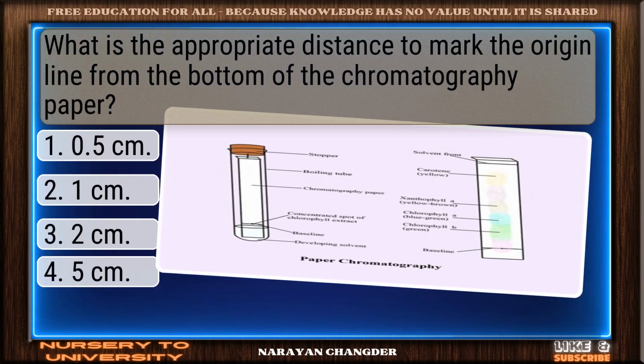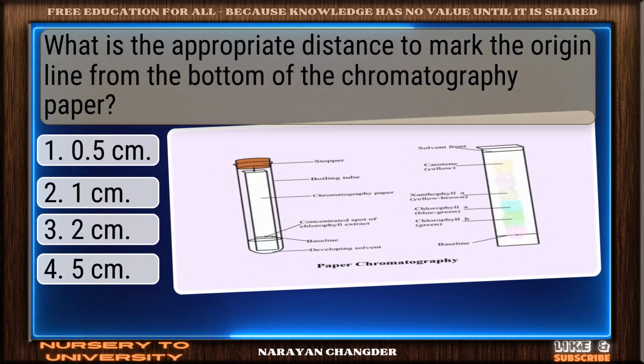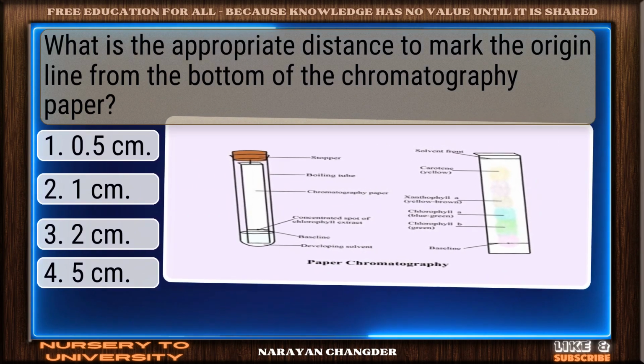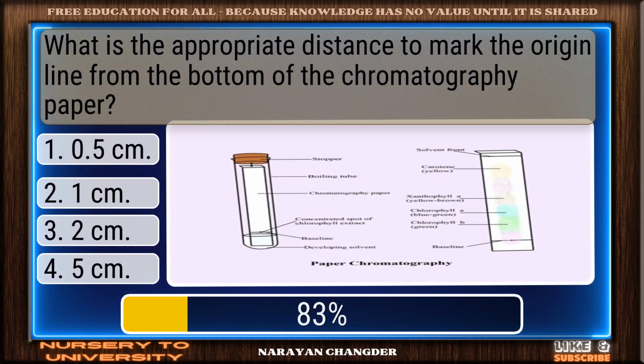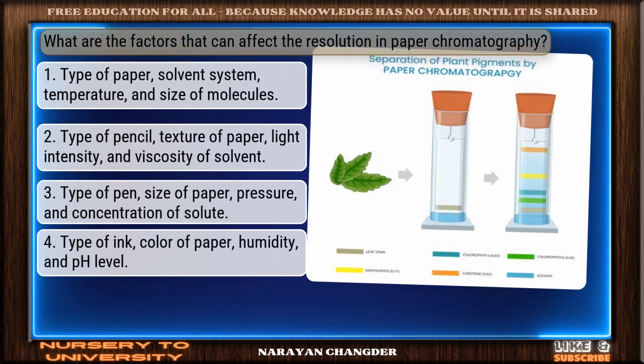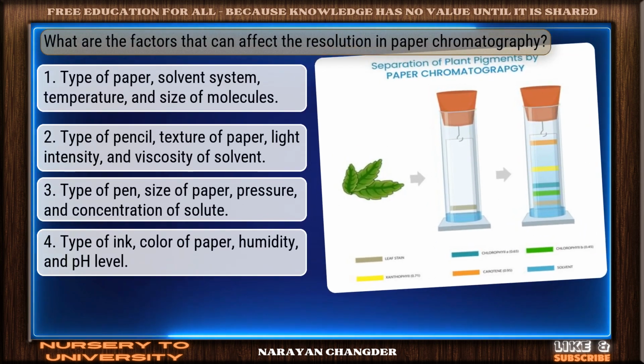Option 1, 0.5 cm. Option 2, 1 cm. Option 3, option 4, 5 cm. One symbol done. What are the factors that can affect the resolution in paper chromatography?